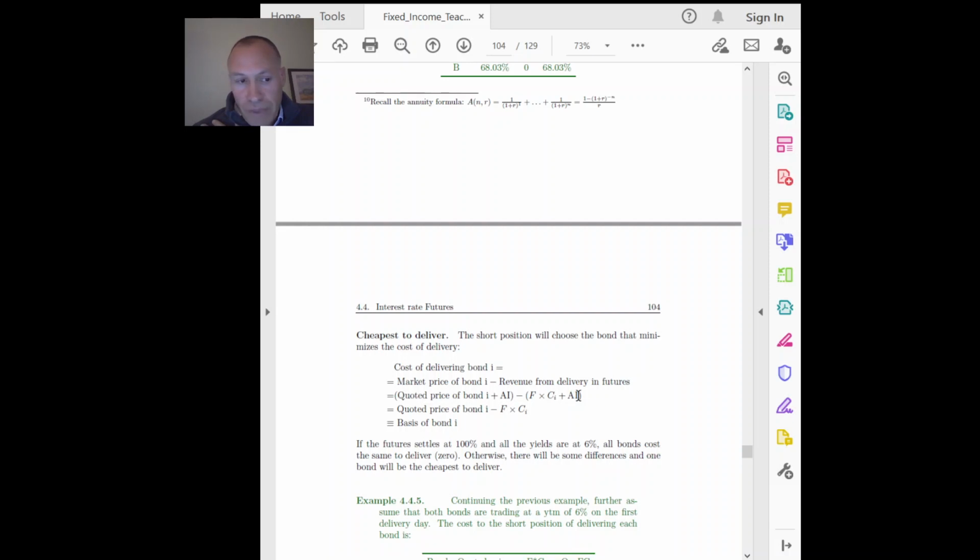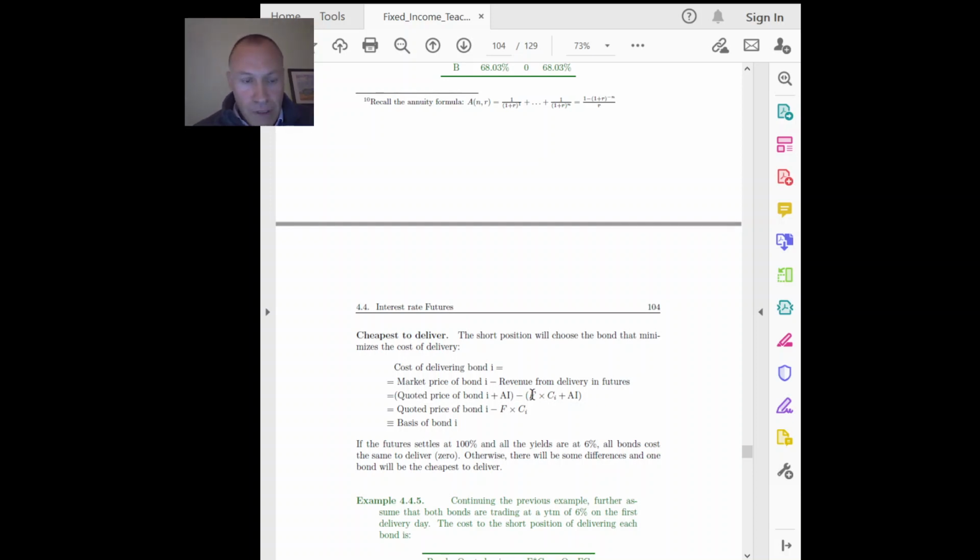Okay. I apologize for this notation. This is really sloppy. I should have made this more clear, but everything here is specific to the bond. So this is the quoted market price of bond I. This is the accrued interest for that same bond I. This is the conversion factor for that same bond I. This is the accrued interest for that bond. The only thing that is not specific to this bond I is the futures quote. This futures quote is common to all bonds.